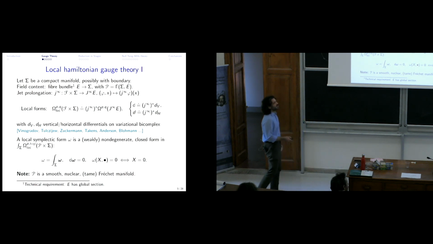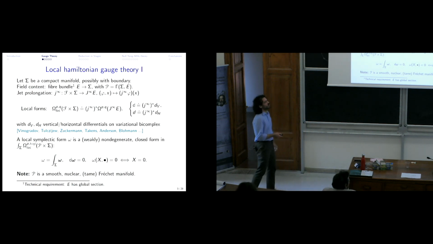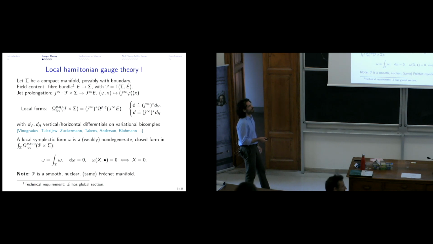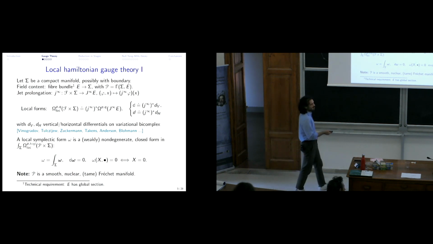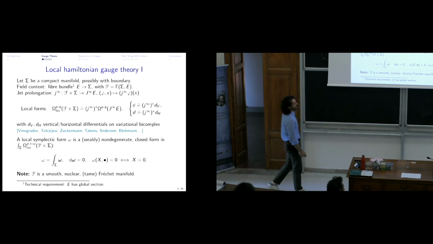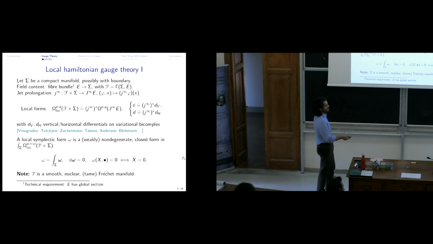I define a form to be symplectic, a 2-form to be symplectic over here. Sorry, this P should be a 2. If it's the integral of a local form, (2, top), so a symplectic density, something that I can integrate over sigma, I want it to be closed and weakly non-degenerate. So injective, the associated sharp map is injective.